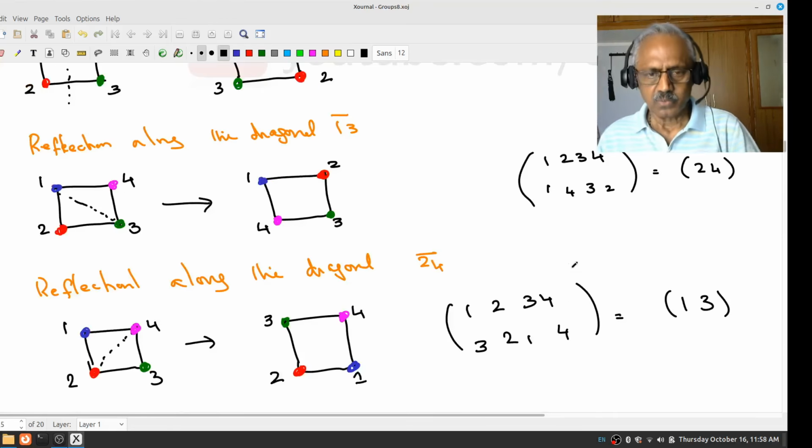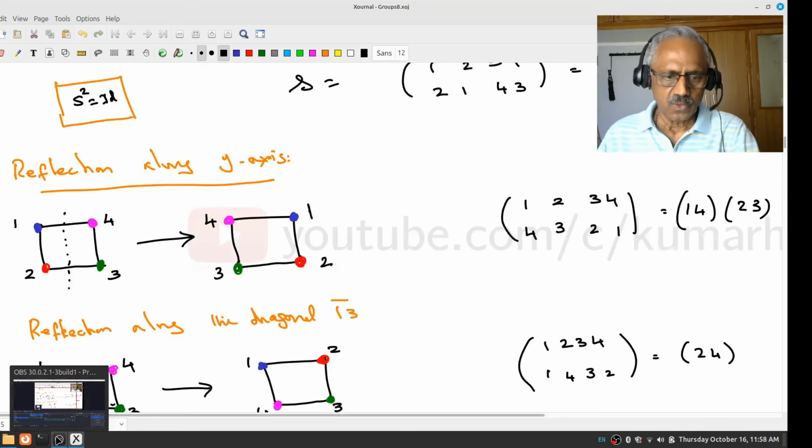So what have we got? In all, I have got 8 mappings in terms of vertices. One is R, where R, R squared, R cubed, R to the power 4 is identity. The other one is S, which is a reflection along the x-axis, and S squared is identity. And there are 3 other reflections. What are they? They are got by reflecting along the y-axis, or reflecting along 2 4, or reflecting along 1 3.